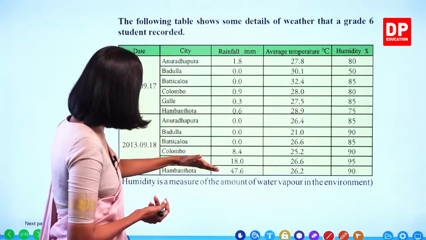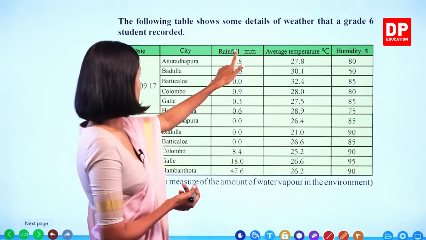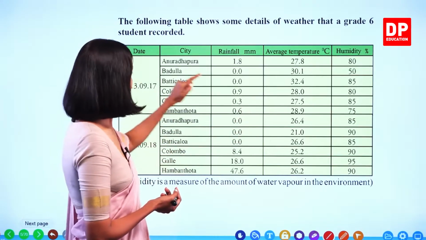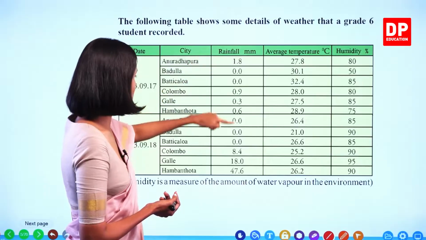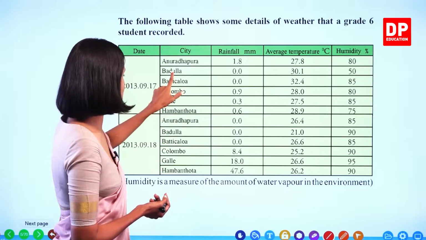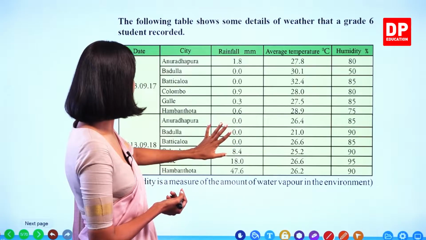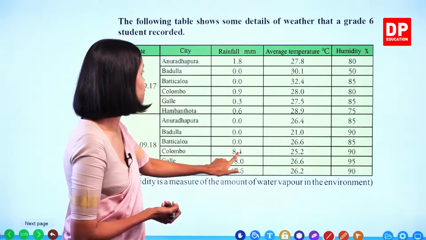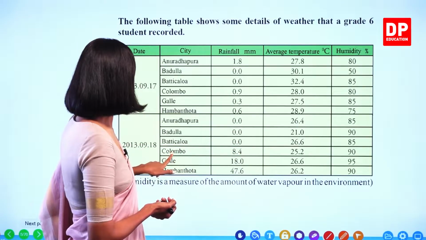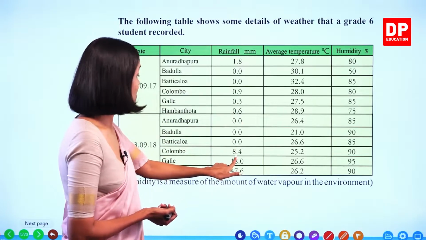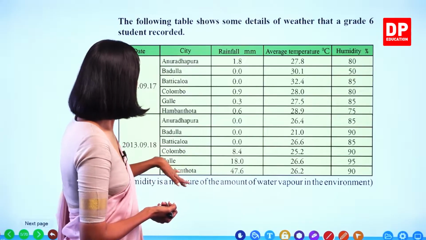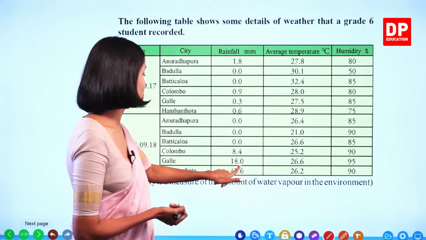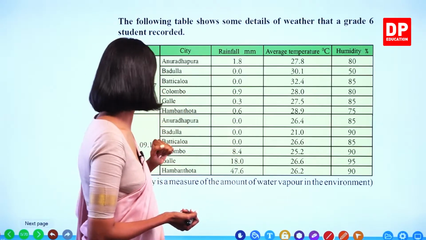Okay, look at the next day, Anuradhapura. Now the first day Anuradhapura rainfall is 1.8 millimeters. Here no rainfall at all. Badulla, the first day and second day both no rainfall. Batticaloa also first day and second day both no rainfall. Okay. So Colombo, the first day rainfall is 0.9 millimeters, second day 8.4 millimeters, right? So Galle 0.3 here 18.0, okay? Hambantota 0.6 millimeters in the first day and the second day 47.6, the rain, like more rains, okay?